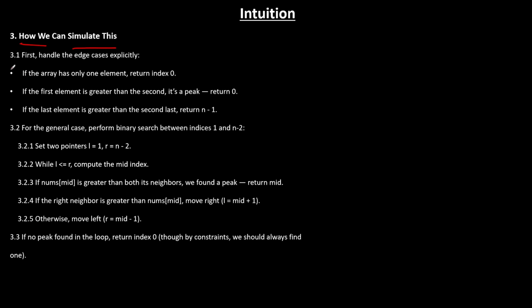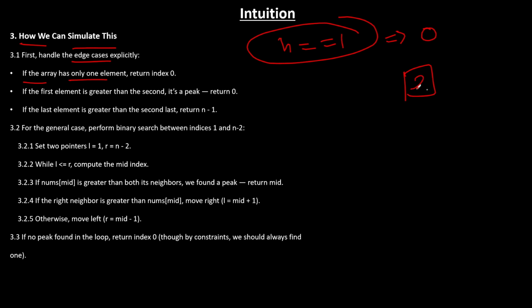First and foremost, we have to handle our edge cases. If the array has only one element, we will return 0, because if this is an array having 2, we know that this side is minus infinity, this side is minus infinity, and the index value for this is 0, right? So in that case, we will return 0. This is the first edge case.